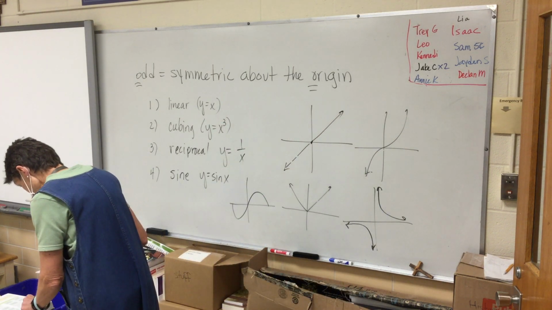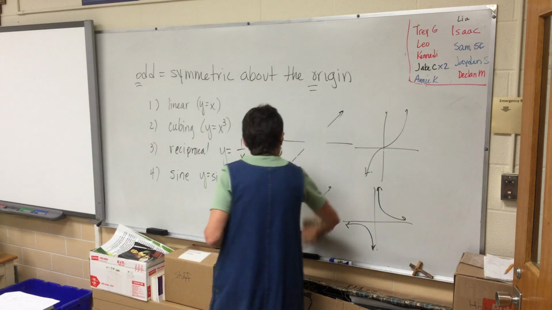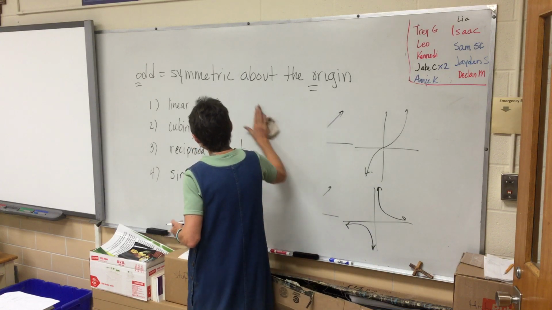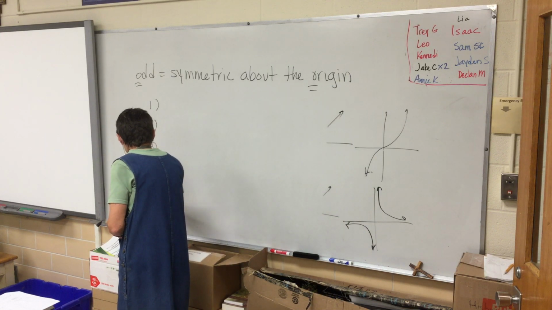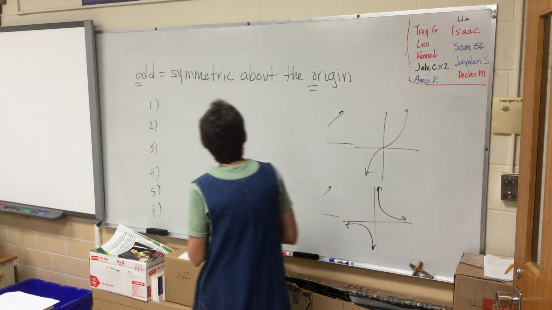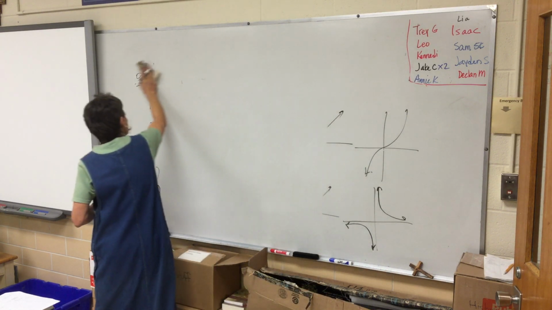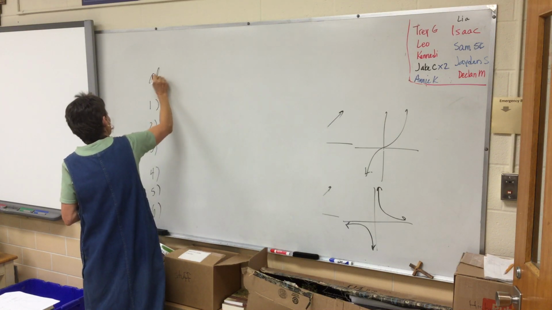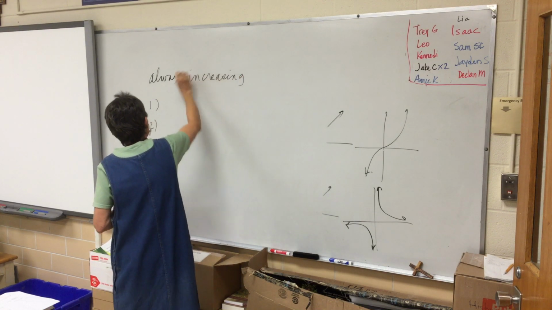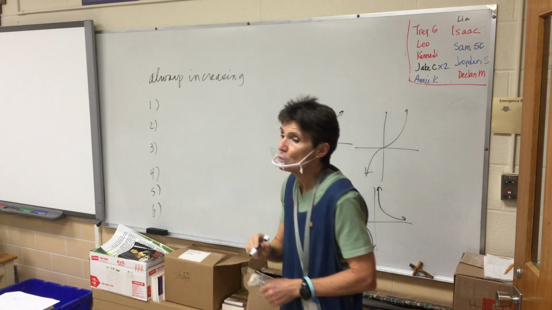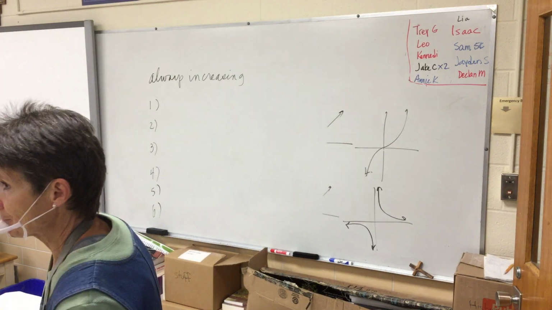Go up one row. 20 says, the 6 functions that are increasing on their entire domain. So what that means is they are always increasing. There are 6 pictures. Look at all your pictures. If you draw them left to right, your pencil goes up, only up.